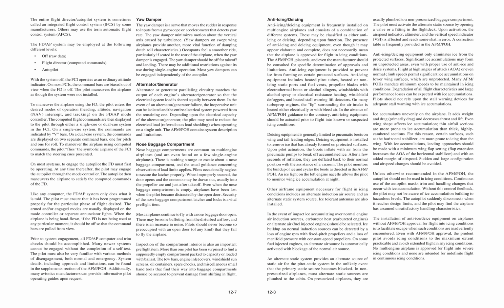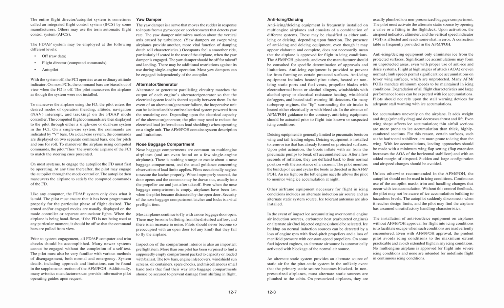Alternate static source. Usually plumbed to a non-pressurized baggage compartment. The pilot must activate the alternate static source by opening a valve or a fitting in the flight deck. Upon activation, the airspeed indicator, altimeter, and the vertical speed indicator, VSI, are affected and read somewhat in error. A correction table is frequently provided in the AFM/POH.